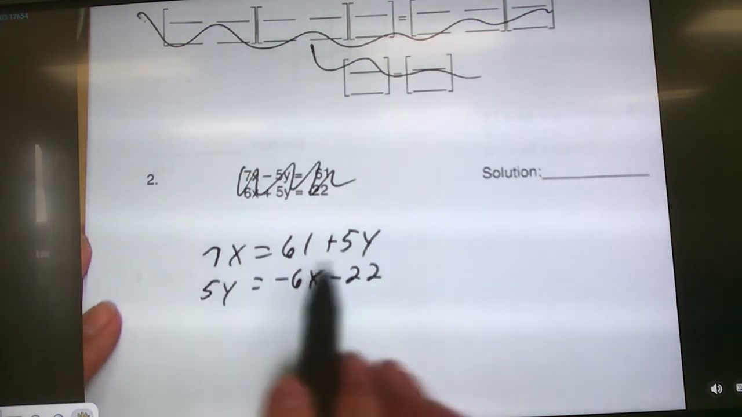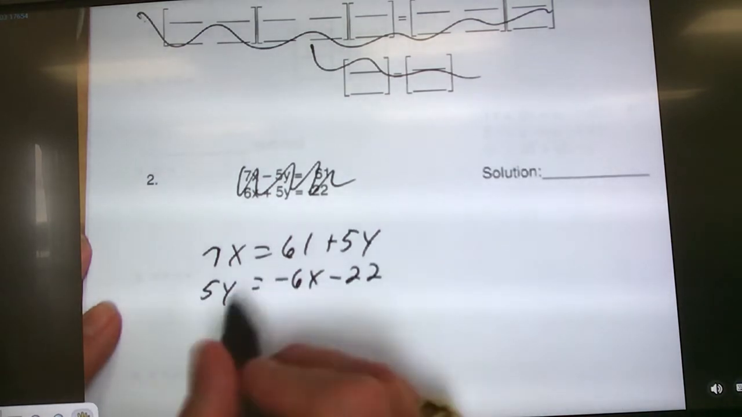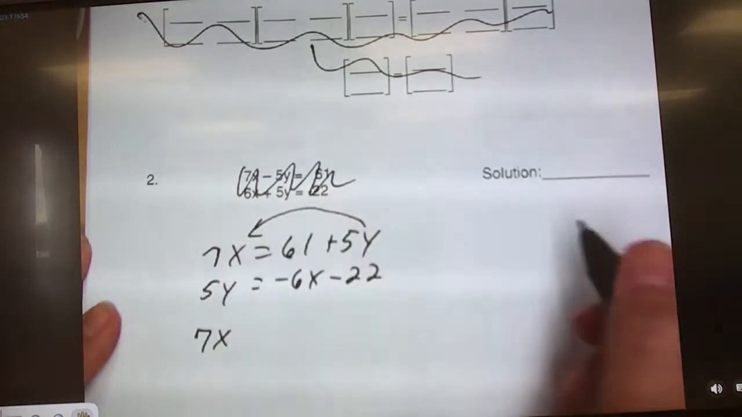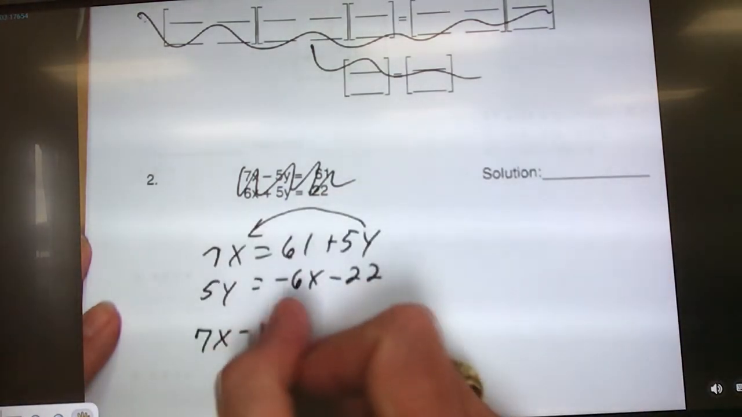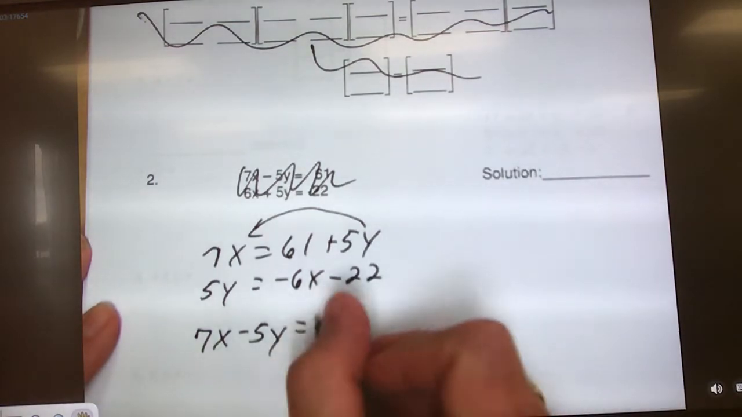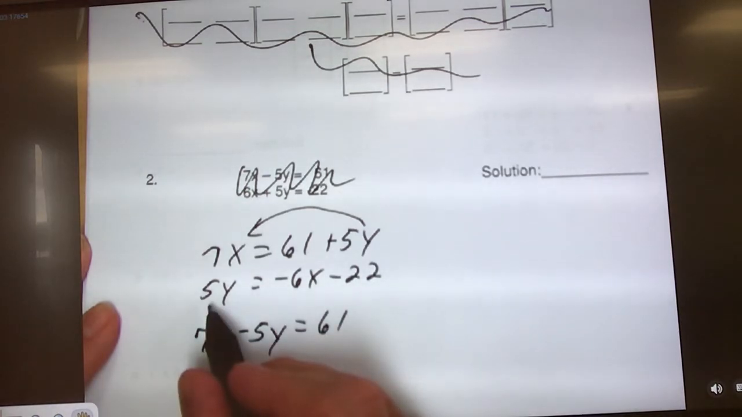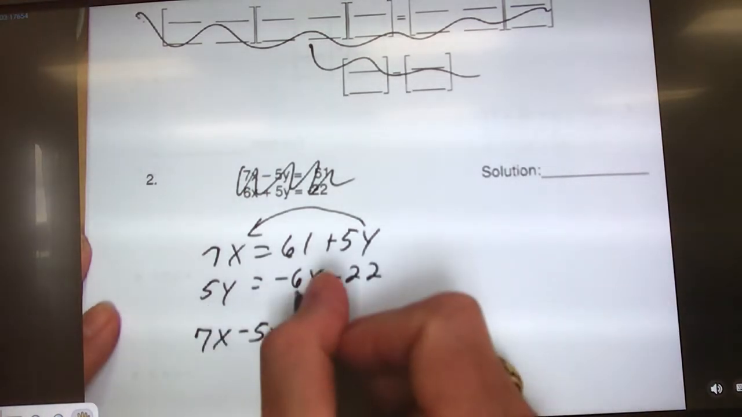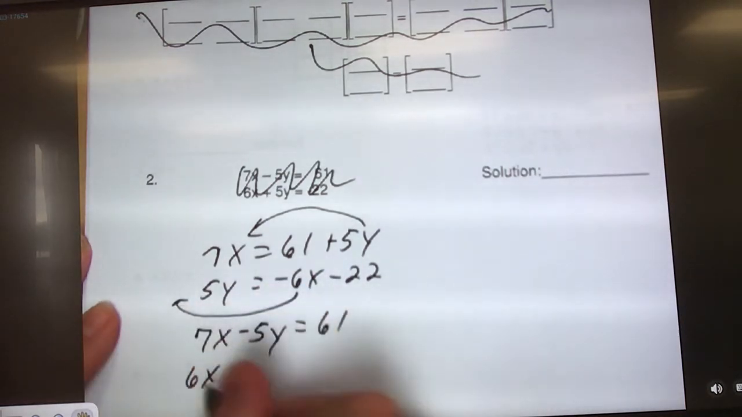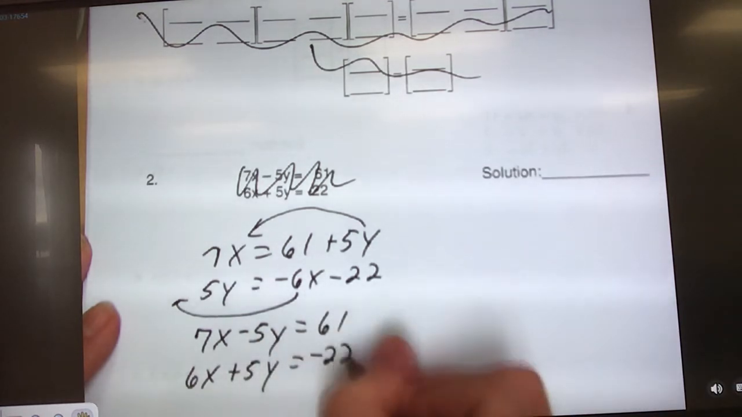So I look at the top row, and the x is already good. It's on the left side of the equal sign, so I write it down. But the y is not. I have to move it across. So when it crosses the bridge, it becomes the opposite sign, which in this case is a negative. -5y equals the 61, which is already on the right, so it stays on the right. I look at the next one, I have my 5y on the left, but my x is in the wrong spot. So I move it all the way to the front. -6x crosses and becomes a positive 6x, plus the 5y equals -22.